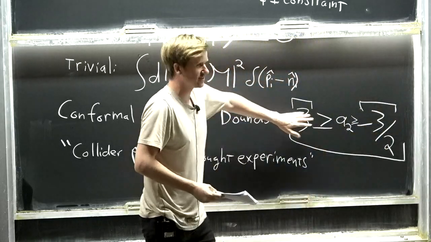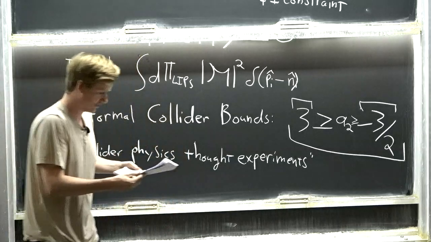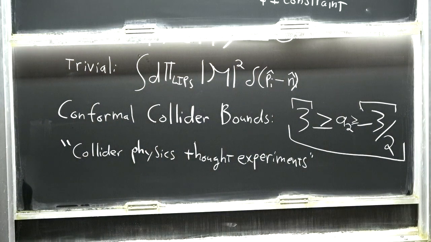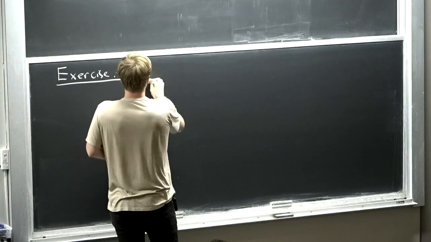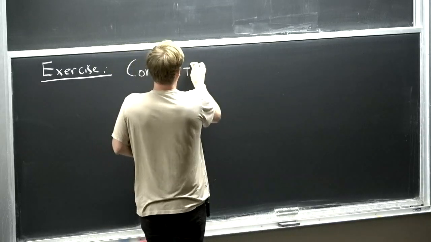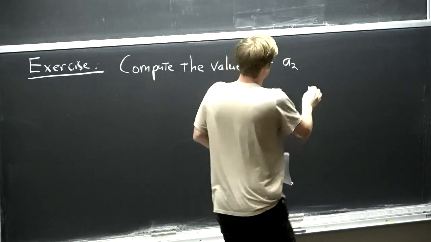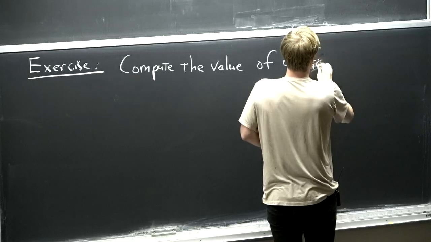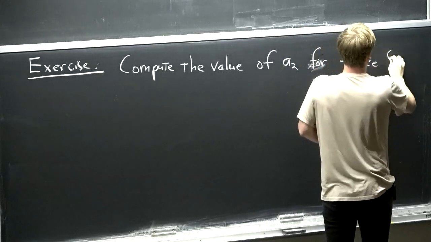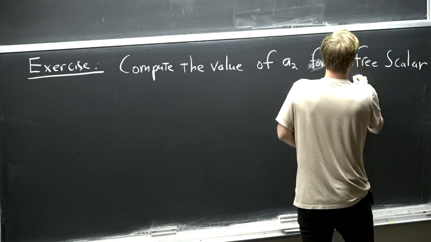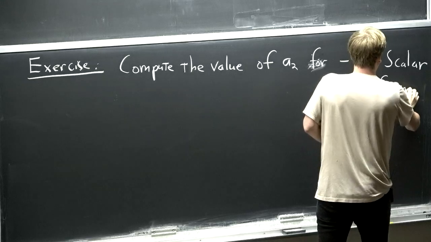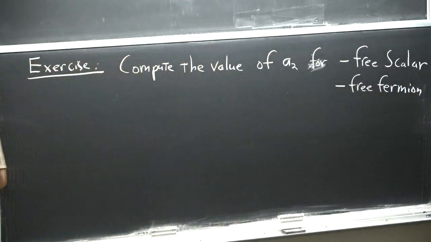So you would like to know what theory it is that saturates, or gives the most extremal values of, these bounds. This is also an exercise you should do, and it's actually a surprisingly simple exercise: compute the value of A2 in both a free scalar and a free fermion, using these two currents which we derived over here. Or we didn't derive, but that I wrote down over here.